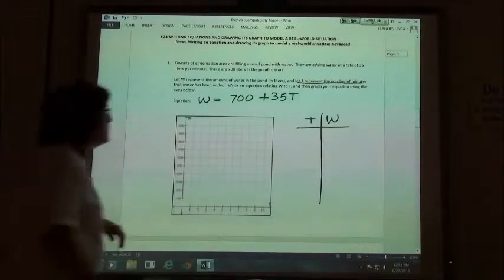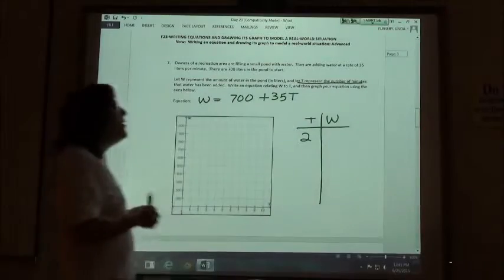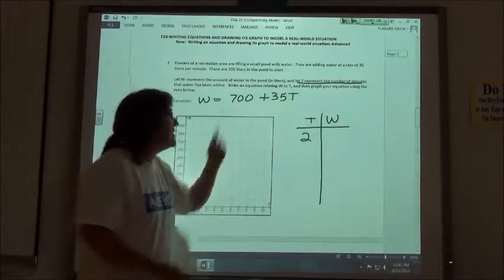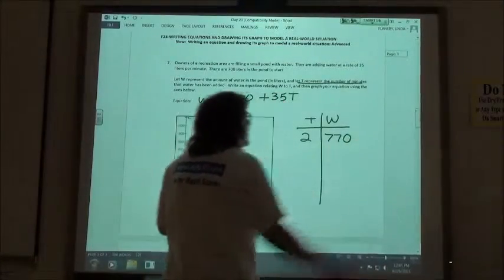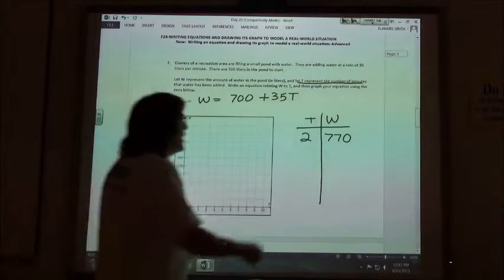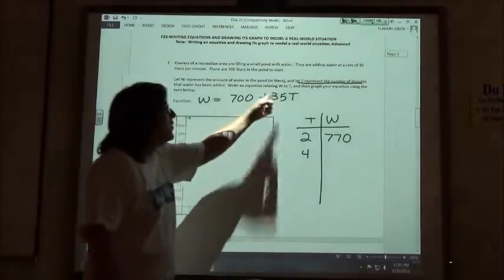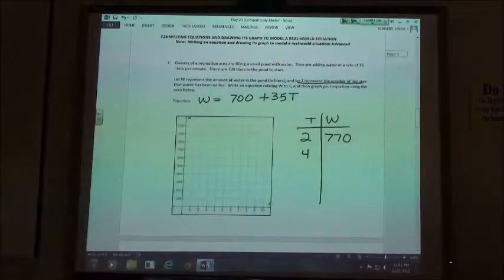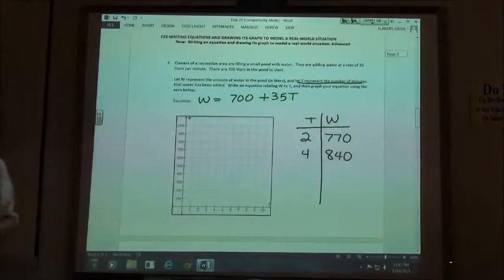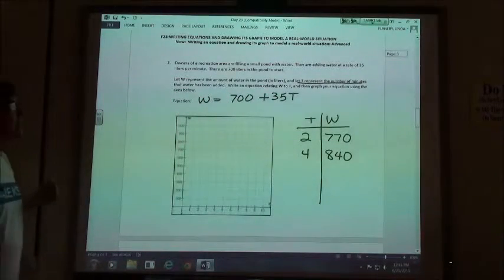2? 2 sounds good. So if I run the water for 2 minutes, 35 times 2 is 70, plus the 700, so 770. And then I pick some other number. 4. 4 sounds good. So 35 times 4 would be 140 plus my 700 would be 840, right?